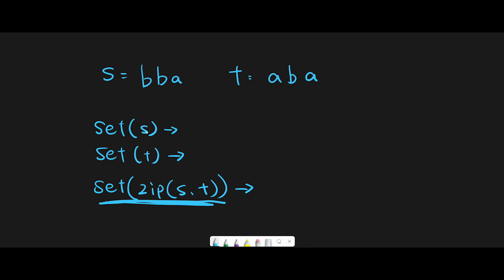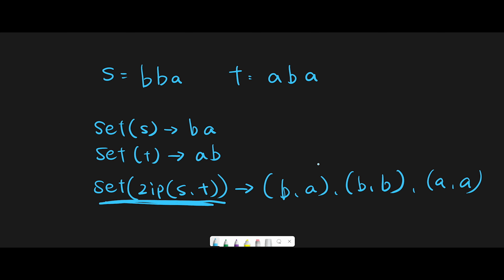So in this case, set S should be BA, and set T should be AB. So it looks good, right? We use B for A, and we use A for B. But let's think about the set of zip. So the pairs should be B, A, and B, B, and A, A. We have three different pairs. And we use B for A, and we use B for B.